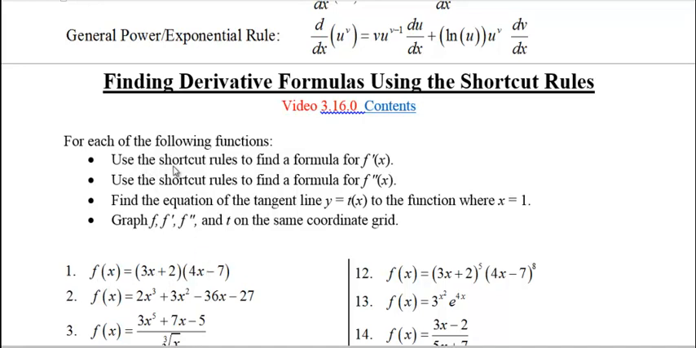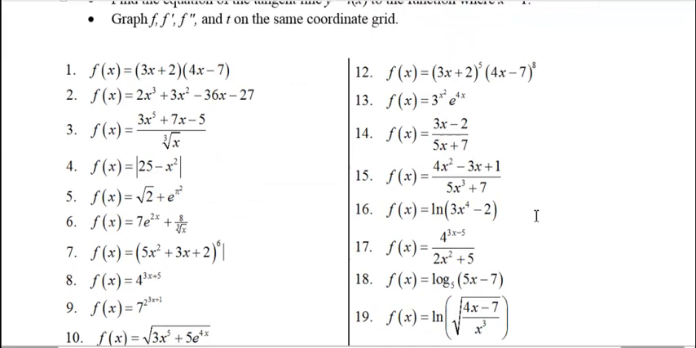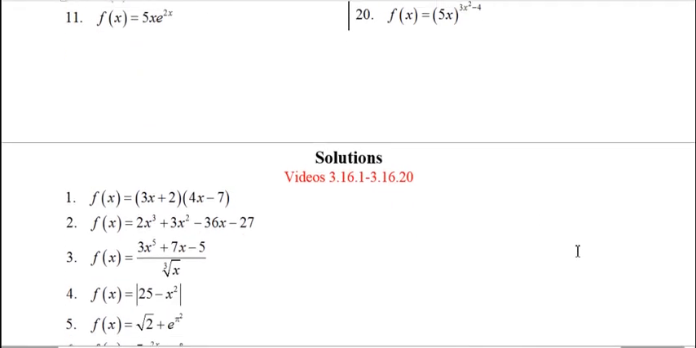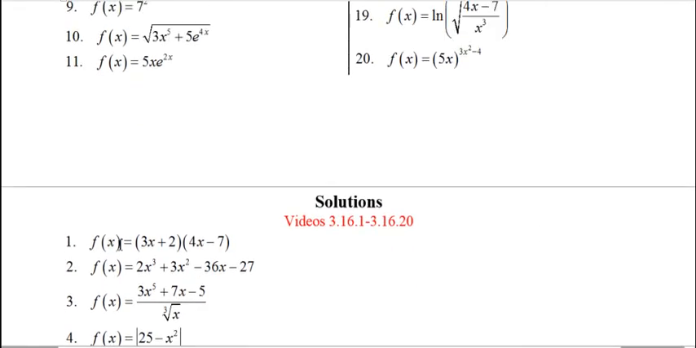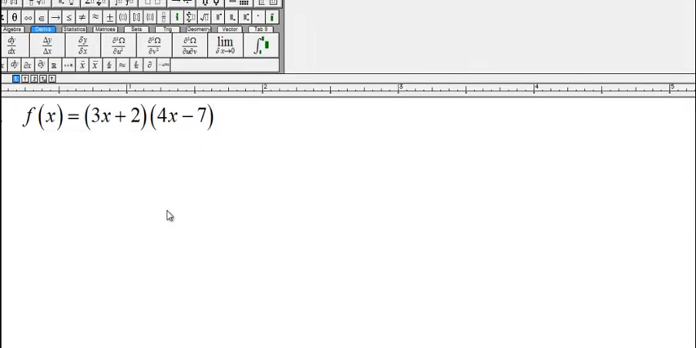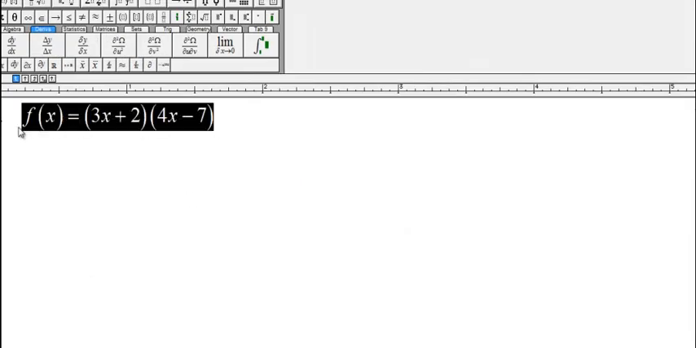For each one we're going to use the shortcut rules to find the formula for f prime of x and f double prime of x, and then the tangent line to the original function where x equals 1, assuming it's defined there, and then graph all 4 of those things on the same axes. That's what we're doing on each one of these videos. I won't repeat that every time, but here we go. Let's do number 1 and see what we can come up with. So that is our function.